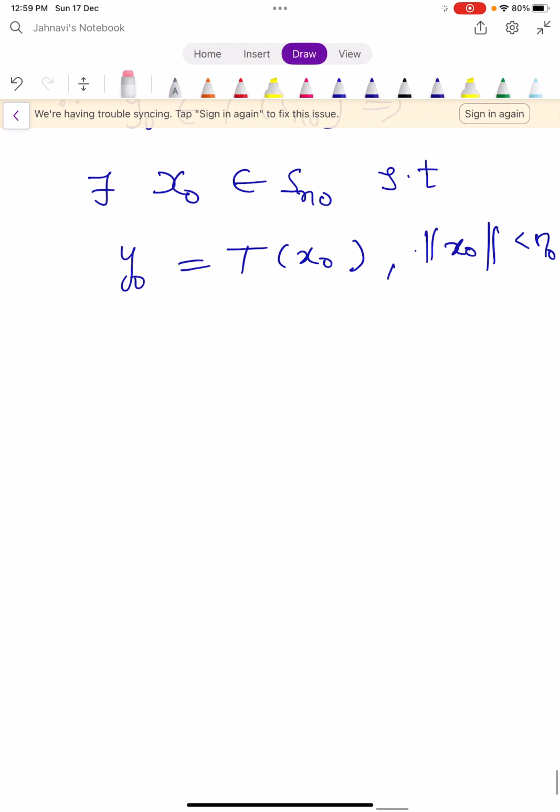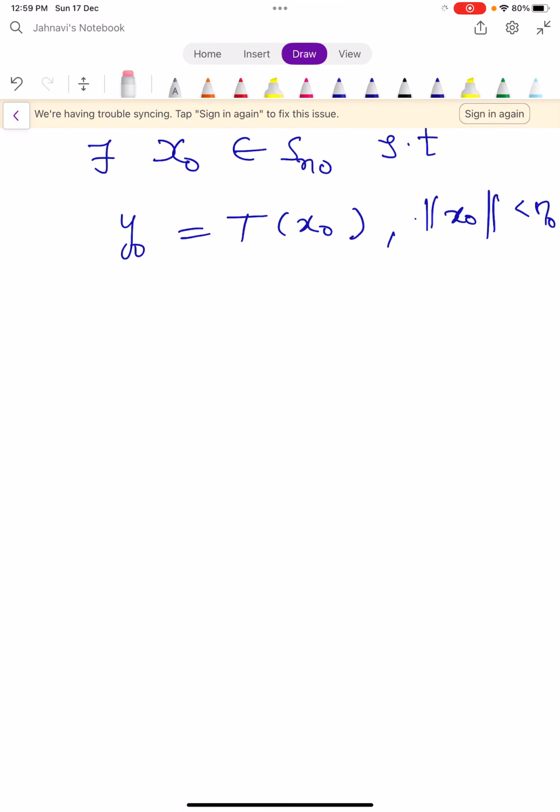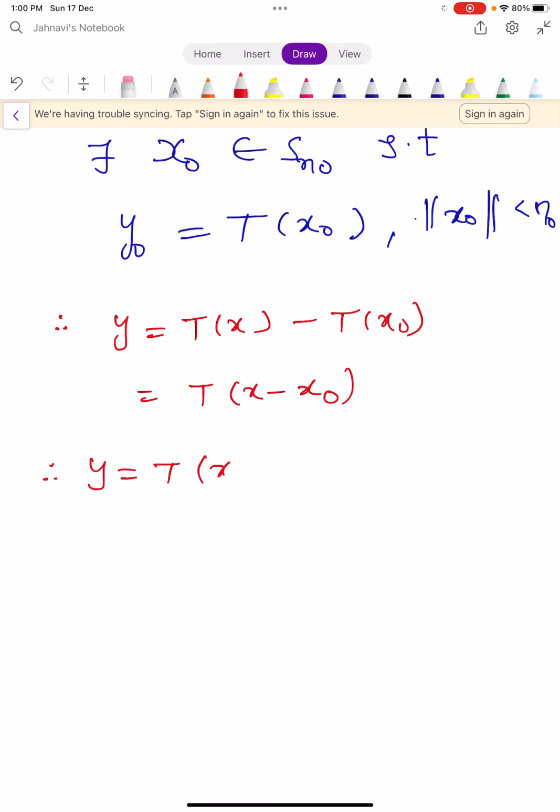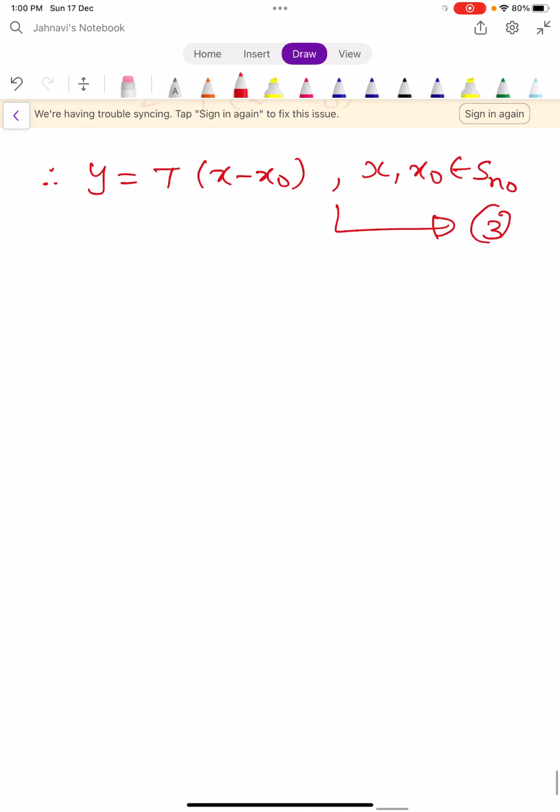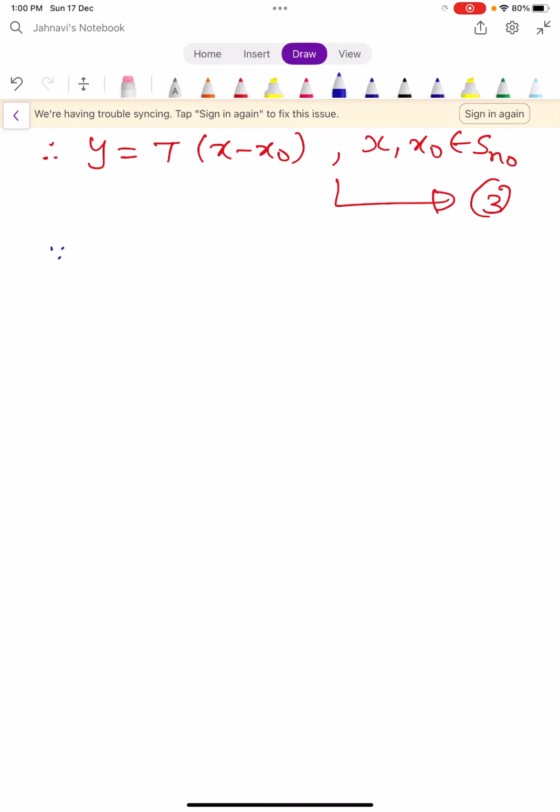Using all these calculations, we conclude that y = T(x) minus T(x naught). By the linear transformation definition, this equals T(x minus x naught). Therefore y = T(x minus x naught), where both x and x naught belong to S_n0. Let it be equation number 3. Here norm x is less than n naught, and norm x naught is also less than n naught.